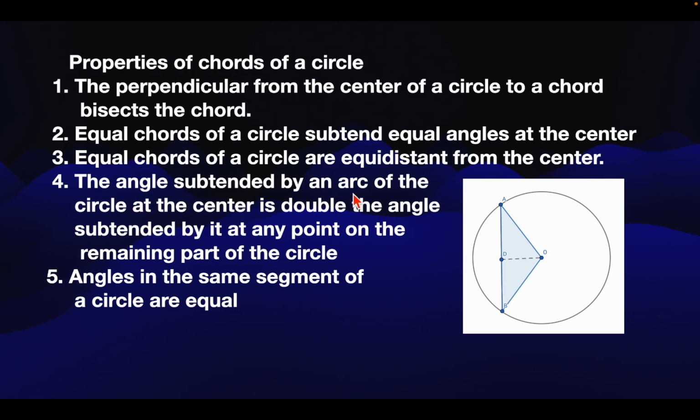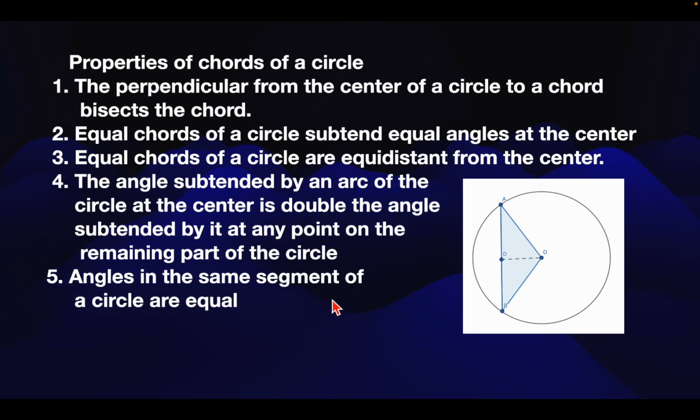The angle subtended by an arc of the circle at the center is double the angle subtended by it at any point on the remaining part of the circle. So supposing you take this arc AB, it subtends an angle here. This angle. Now this arc can subtend an angle at any point on the circle also. Supposing this is the point here, then this angle will be half this angle. That is, this angle at the center will be 2 times the angle at any point on the circle.